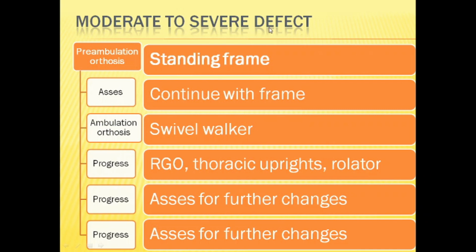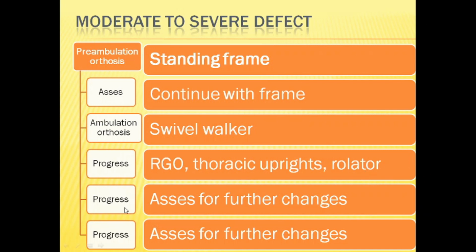Next is moderate to severe defect, lesion at T12 to L3 level. So the preambulatory orthosis is a standing frame. Assist the child when required and continue with the standing frame. Then prescribe a swivel walker. So the first ambulatory orthosis is the swivel walker. Then reassess, and for the progression, RGO with thoracic upright and rollators.